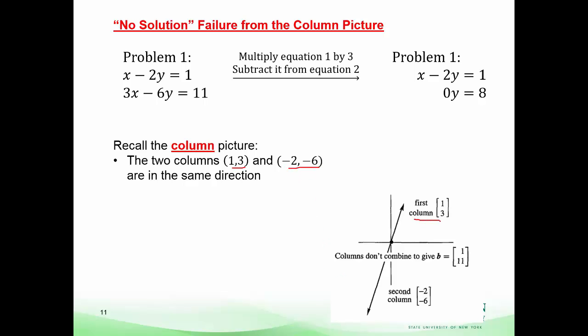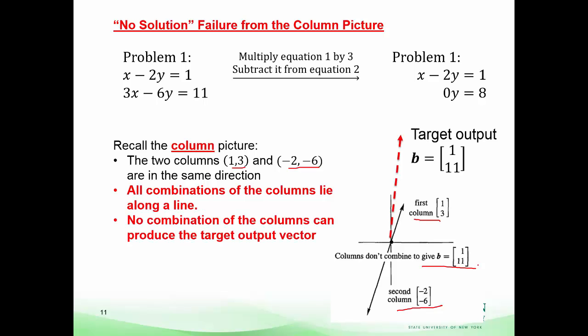And if we put those out onto our plot, we see that they lie on the same line. So that's the first issue. And then the second thing is that there's no way to combine those to give the given B. So all the combinations of the columns lie along the same line, but the target output, the given B, is off from that line.